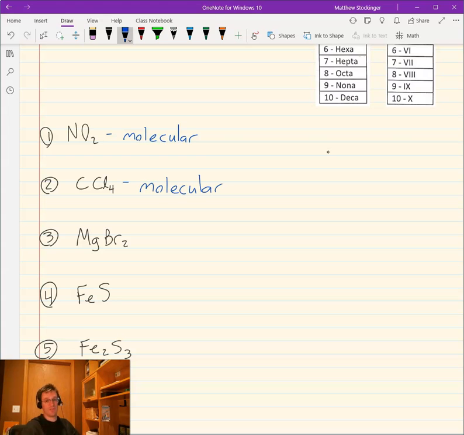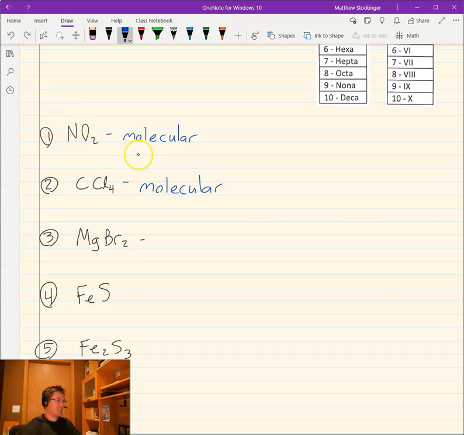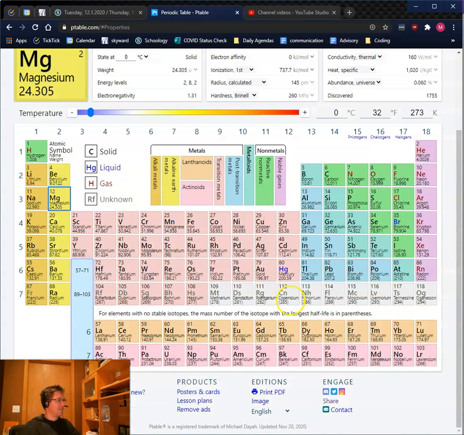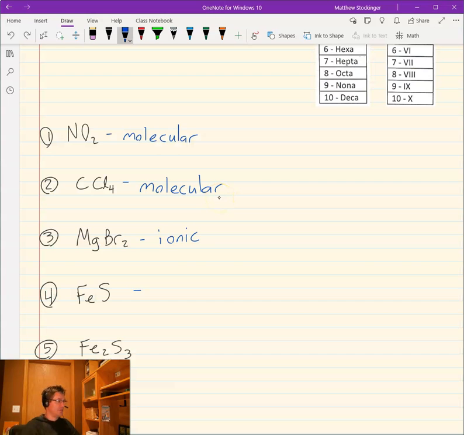You have to do this for every formula if you're going to name them. If you don't know whether it's ionic or molecular, you've got a 50-50 shot of being wrong right out of the gate. You have to know. They have different rules. This one starts with Mg. Mg is magnesium, an alkaline earth metal. This one starts with a metal, so it's ionic. This one starts with Fe. Fe is a transition metal, iron. So that is also ionic because it starts with a metal.